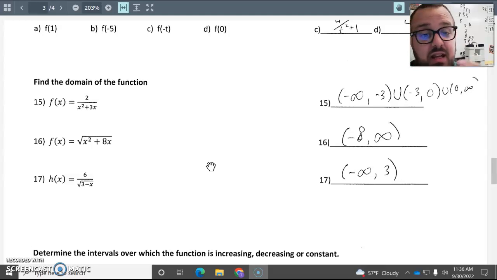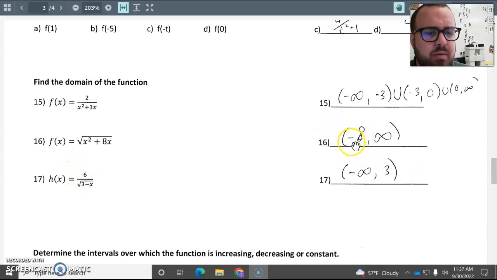Same thing with 16. -8, that's where anything under -8 is where my square root would be negative, and so my domain doesn't exist there, so I left that out. And then for 17, there's the bell ringing, but for 17, everything up to 3 is going to be okay, but anything above 3, that's where we're going to start having negatives. And then you'll also see I did not include 3 in that one, specifically because we would be dividing by 0 if I put a 3 in, okay?